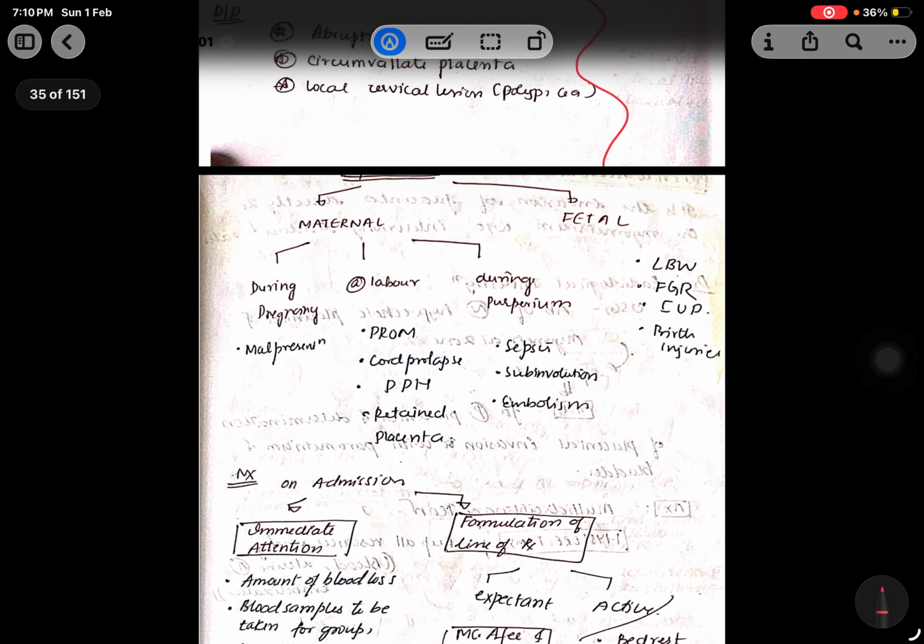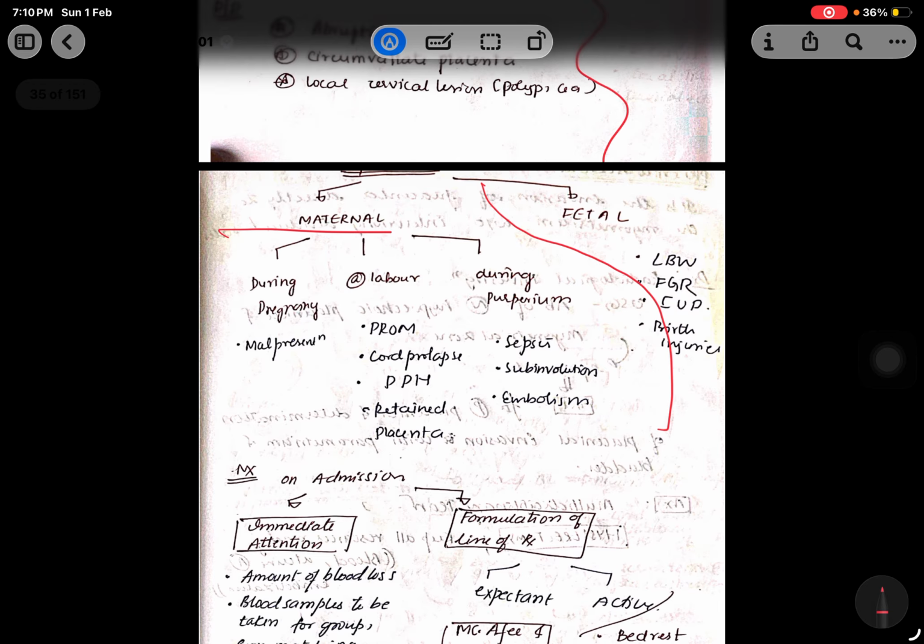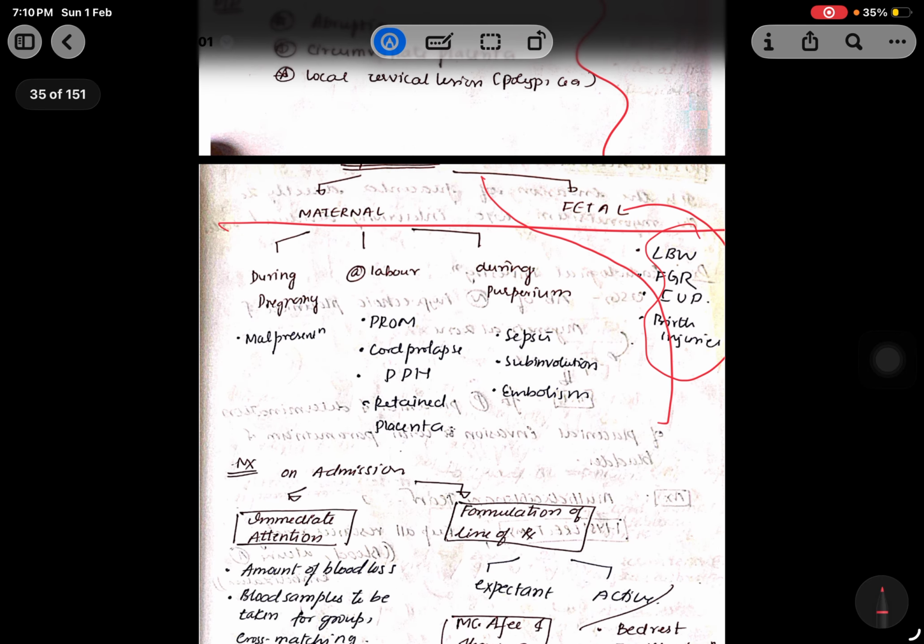These are the differentials, and these are the complications. You have to mention it properly, again divided into maternal and fetal. These are the complications because the baby is not getting blood, provided you intervene early. And again during pregnancy, why does she have malpresentation? Because placenta is sitting at the os.